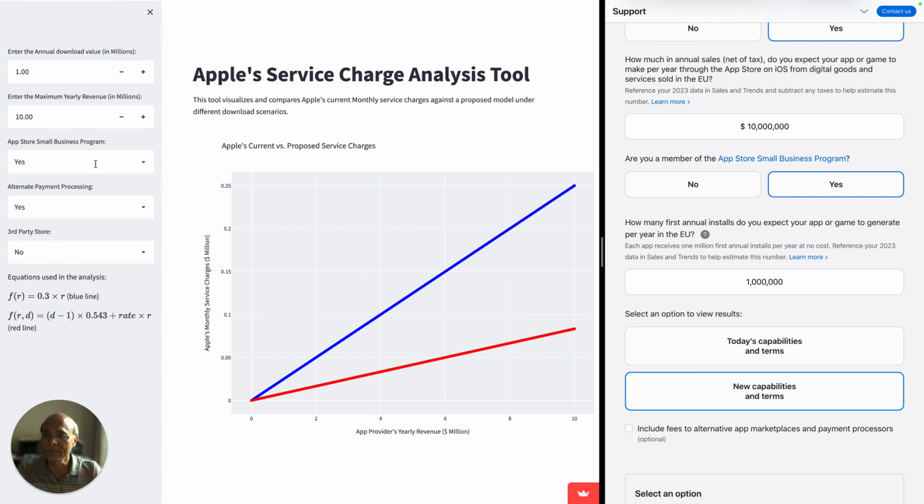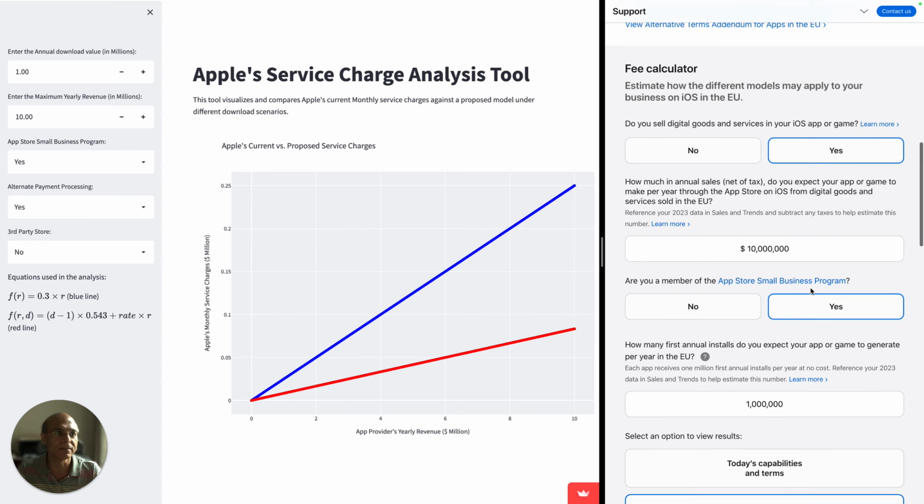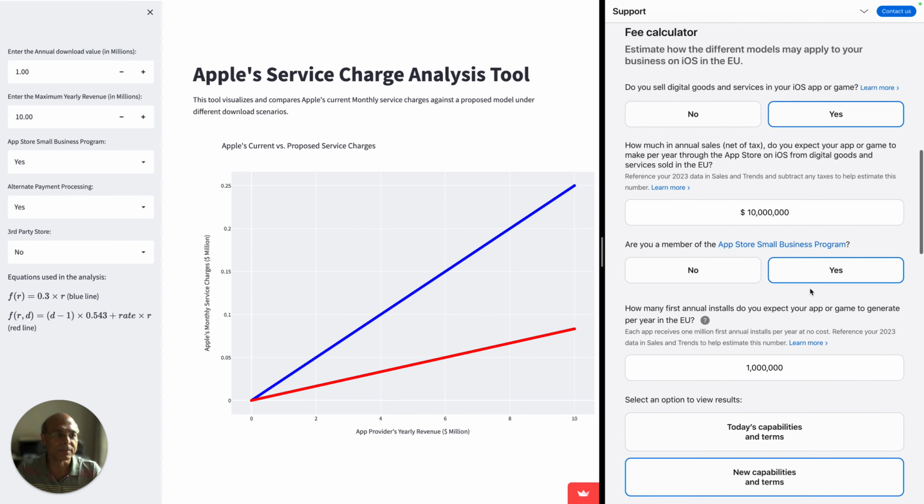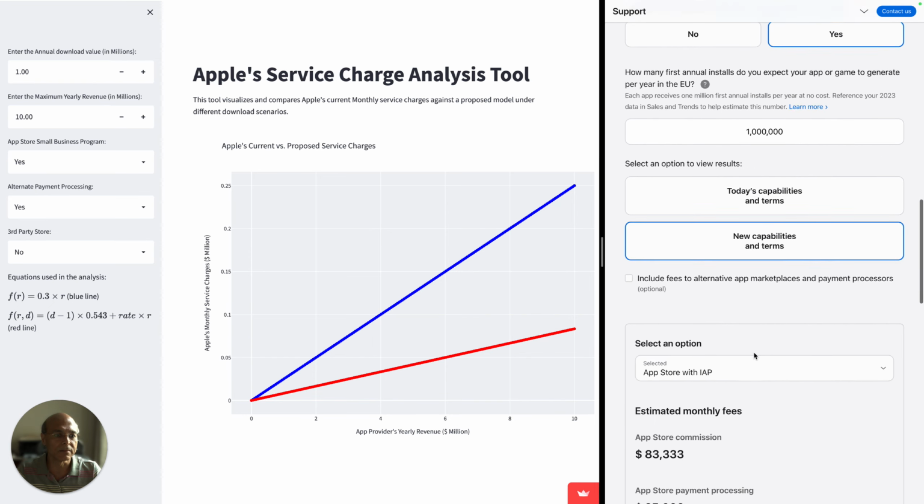Then I have drop down options. Whether you're part of Apple's Small Business Program, yes or no, you can choose from here. Then you can say Apple alternate payment processing platform, yes or no, you can choose from here. And then the third party payment means this one. Let me just show you again, go here. And then as an option, you see today's terms and new terms and capability.